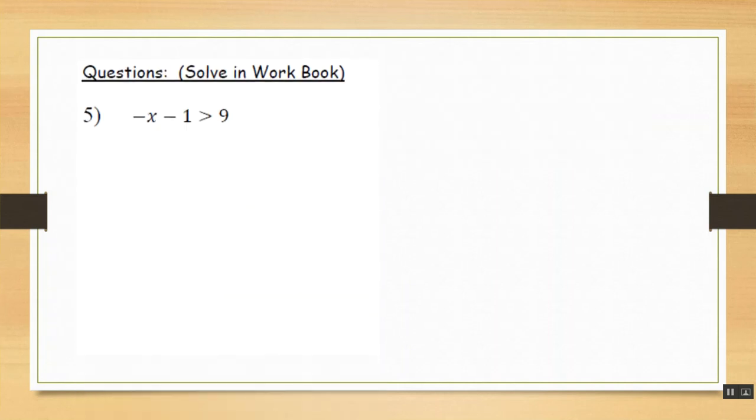Today's questions, pause the videos, and then check the answer. So here we need to add 1 to both sides, which gives us minus x is greater than 10. And then we just want x. So rather than greater than with negative x, x is less than minus 10.